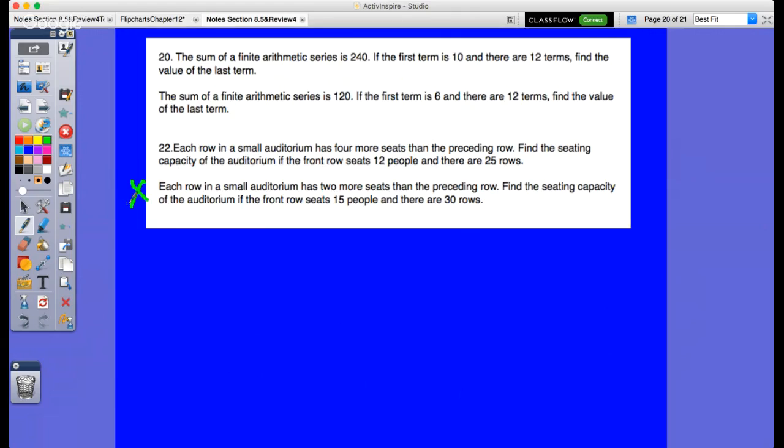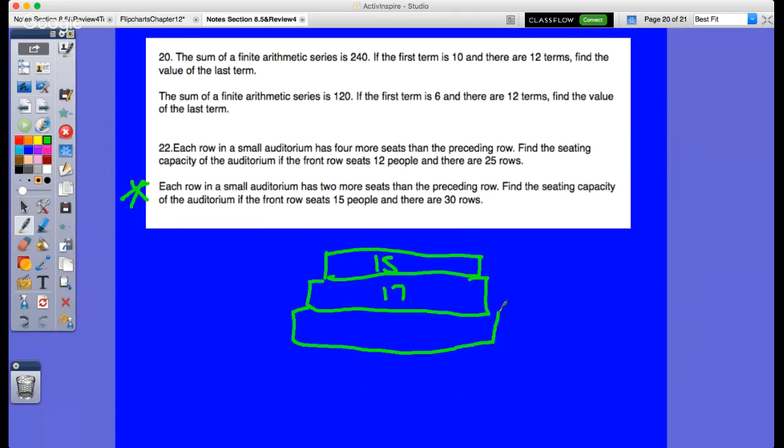This one here. Okay. Anytime there's like a word problem, I always like to draw it out. It just helps me. Each row in a small auditorium has 2 more seats than the preceding row. Find the seating capacity if the auditorium has a front row seating 15 people, so here we are, 15. The second row, 2 more, right? So 17. Third row, again, 2 more. This would be 19, okay? Then 21, 23, and so on and so forth, okay?